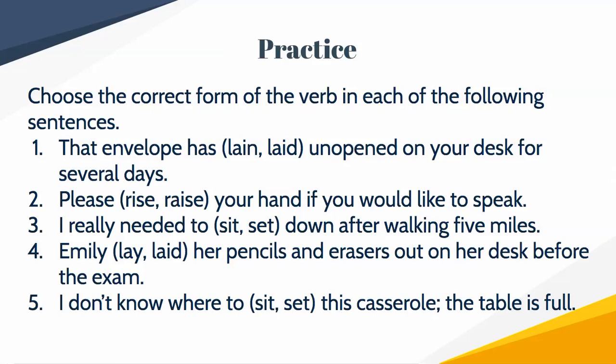Number 1, that envelope has lain or laid unopened on your desk for several days. So the first thing we want to do is figure out, do I have a direct object? The answer is no. We do not have a direct object. So we need to use lie. And now I want to go back and double check that we know which form to use. And since I have has, that means I'm going to use the past participle. So lain is the correct answer.